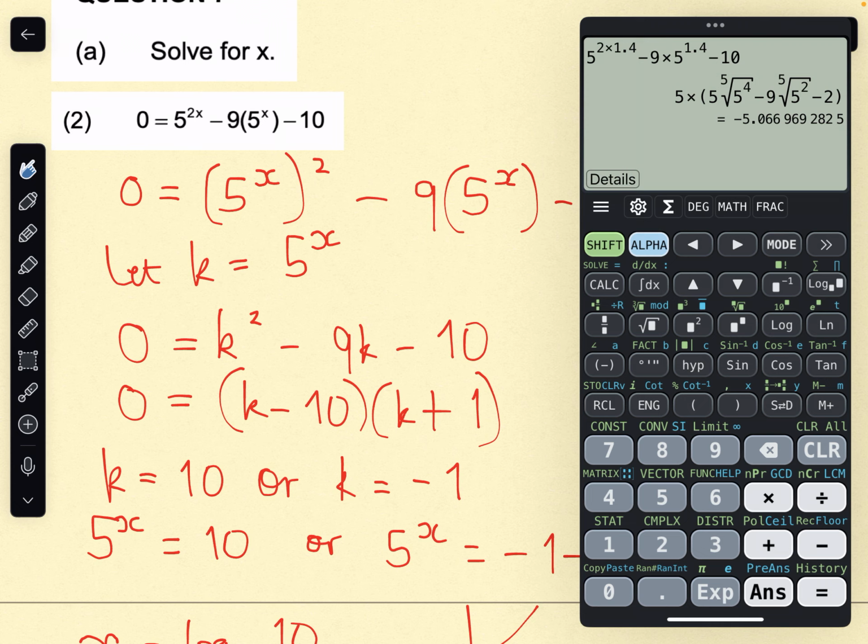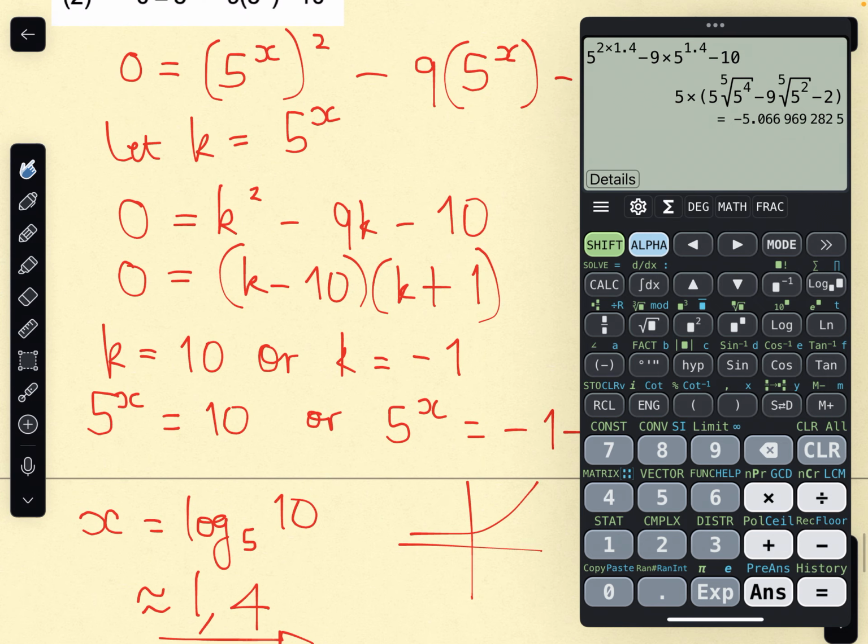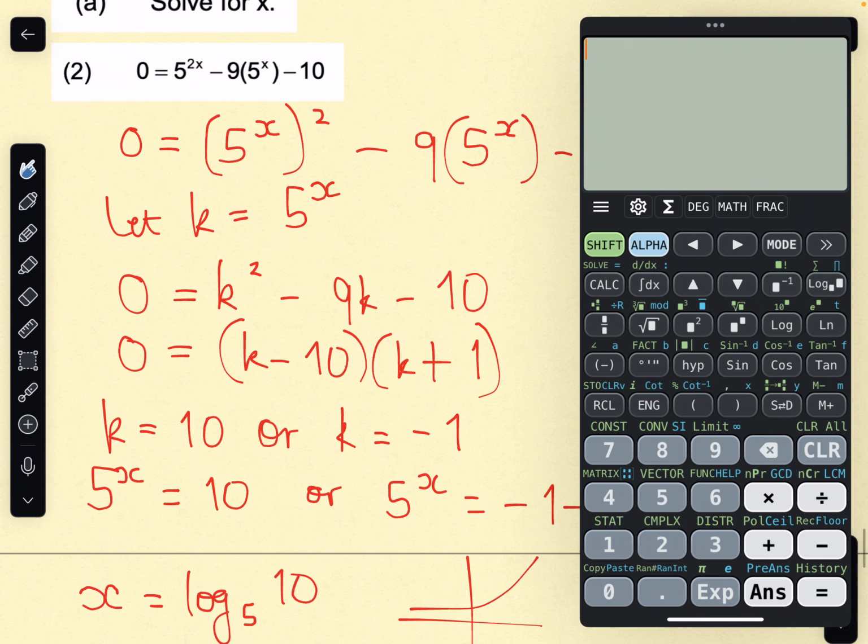I would have thought negative 5 is quite far off, man, even for a rounded value in my books. So let's just double check. Let me just use the proper value.